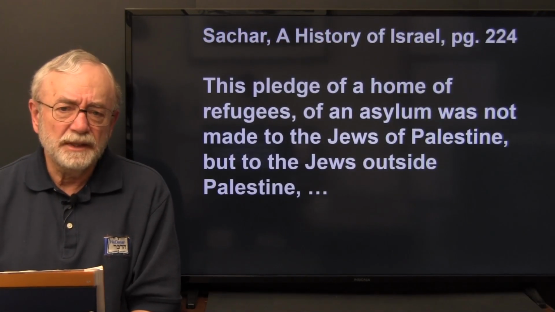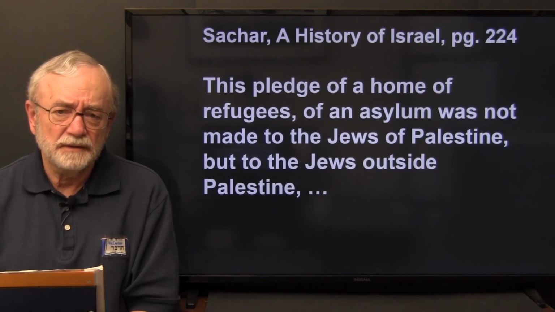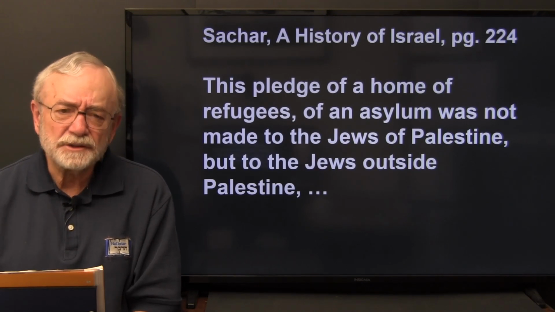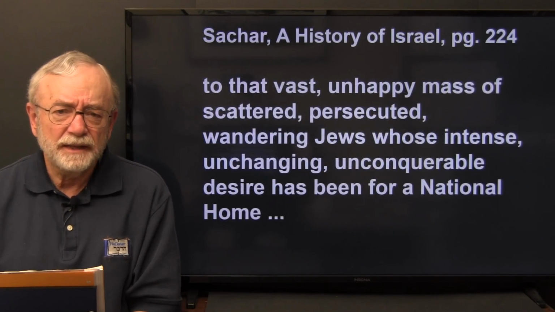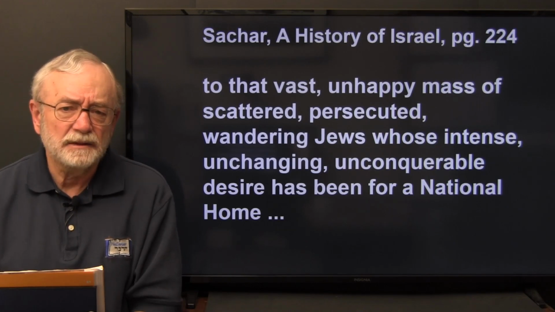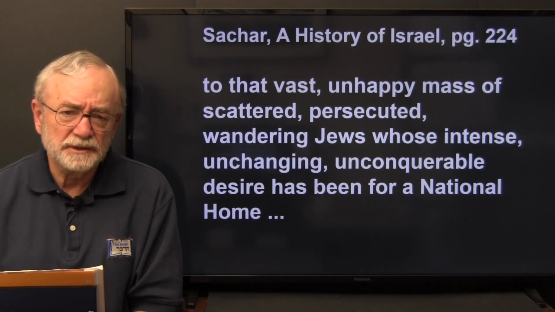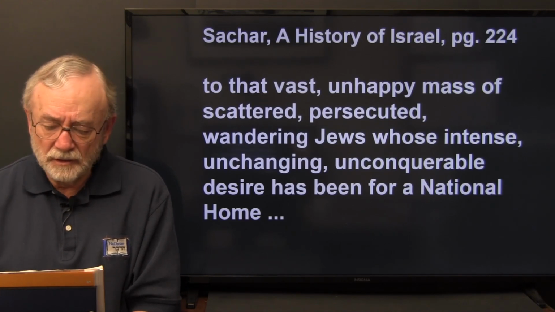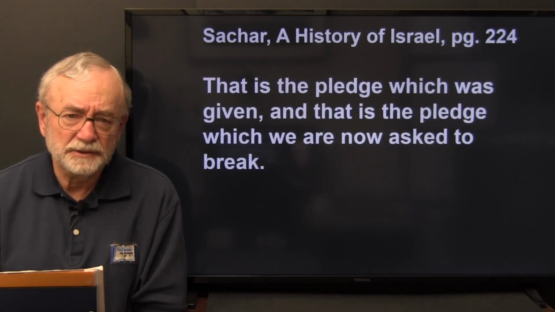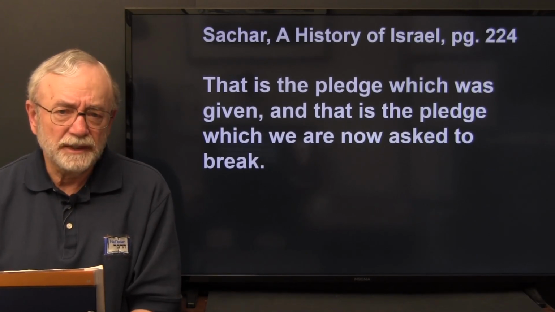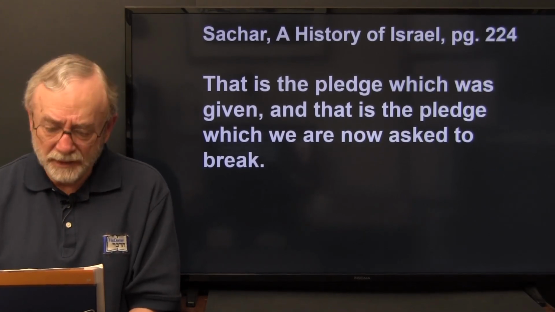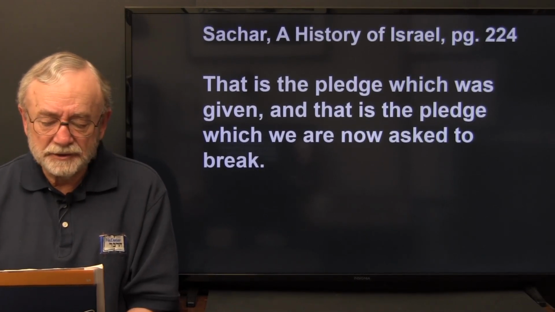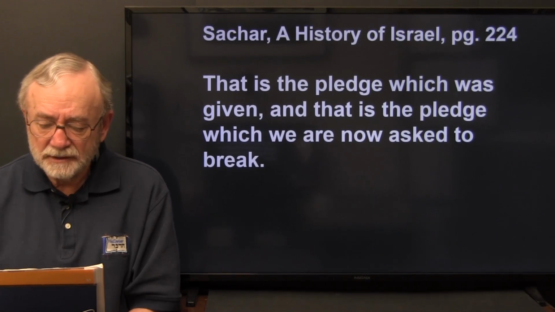He said, "This pledge of a home of refugees, of an asylum, was not made to the Jews of Palestine, but to the Jews outside Palestine, to that vast, unhappy mass of scattered, persecuted, wandering Jews whose intense, unchanging, unconquerable desire has been for a national home. This is the pledge which was given, and that is the pledge which we are now asked to break." Thank you, Mr. Churchill.